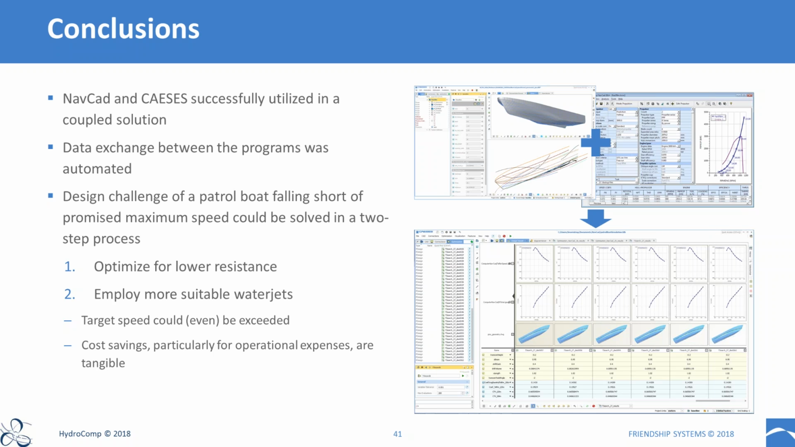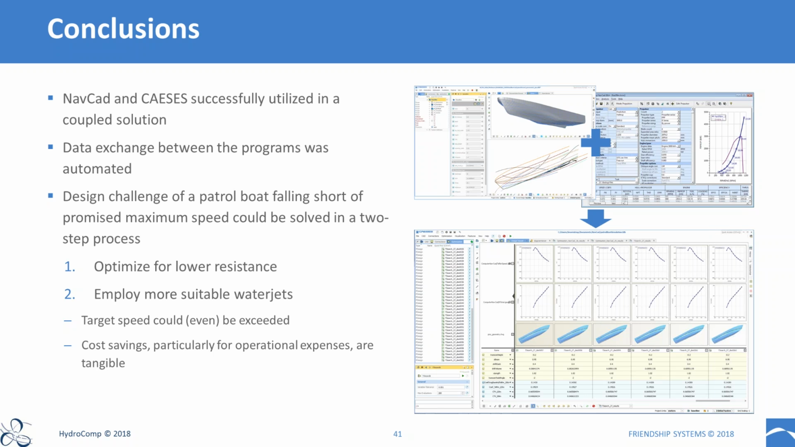So to summarize the conclusions, NavCad and CAESES have been successfully utilized in a coupled solution for the optimization of the ship hull. The data exchange, that's an important factor between the two programs, was automated, so that it's very easy in the automated process to transfer geometry data and result data back and forth between the two programs.